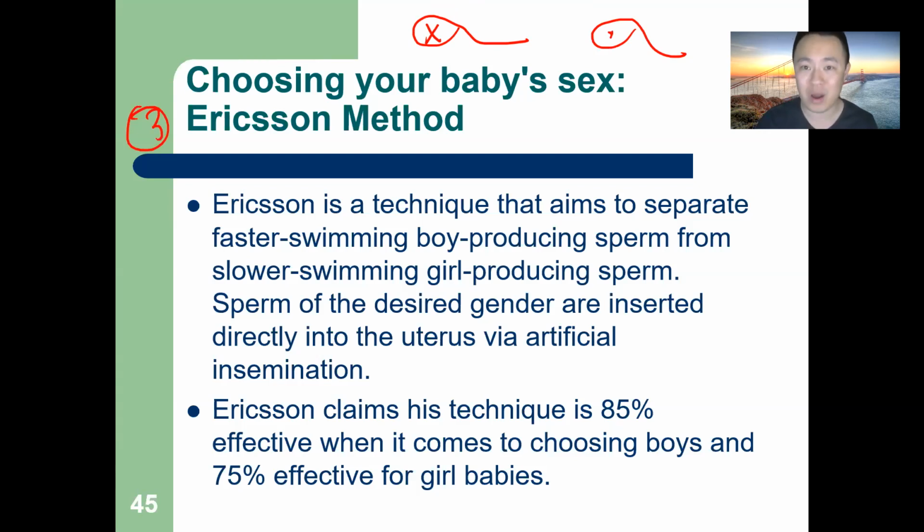So the reason why male-producing sperm, or boy-producing sperm, swims faster is because there's less weight. That's it. It's just less weight to carry around. They have that tiny little Y, so therefore they can swim a little bit faster.